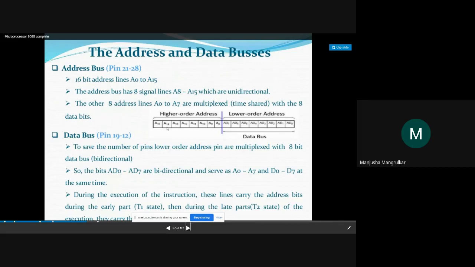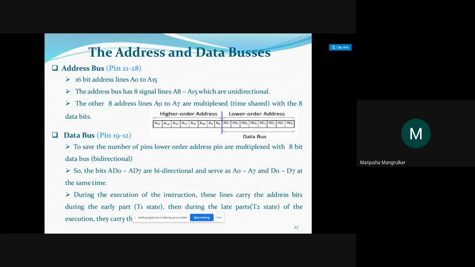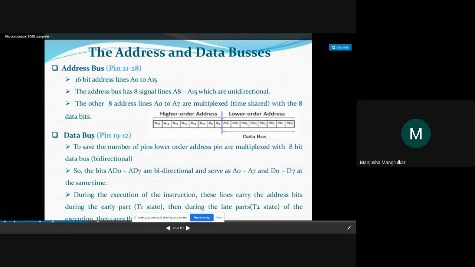These are the address pins. There are 16 address pins in total, A0 to A15, but they are divided into two parts. A8 to A15 is the MSB, the higher order address. This is unidirectional, with no multiple functionality on these pins. But A0 to A7 is a multiplexed pin, used as AD0 to AD7: when used as A0 to A7 it is the address, and when used as D0 to D7 it is data. So the lower address pins are multiplexed with the data lines D0 to D7, right? These are bidirectional because data comes in and goes out, while the address only goes out, pointing to the address.